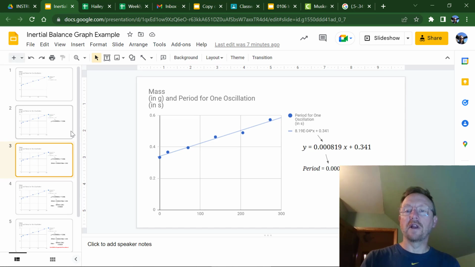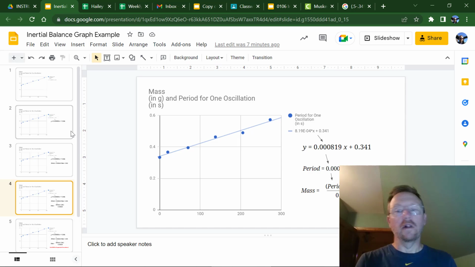So I'm going to go ahead and rearrange the formula so that it's solved for mass. It looks like that. All I did was use algebra to solve that formula. I subtracted 0.341 from both sides and then divided both sides by 0.000819. And this is what I ended up with.